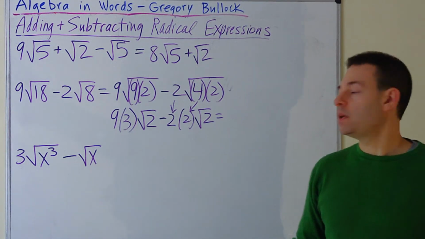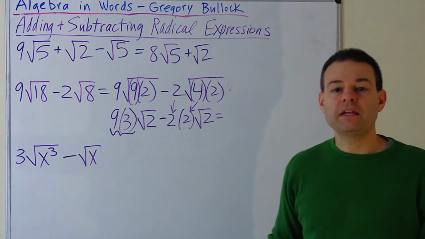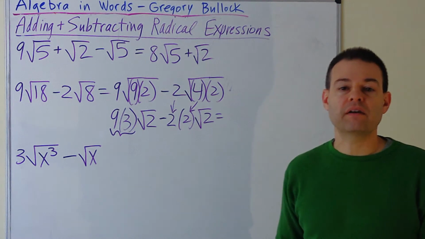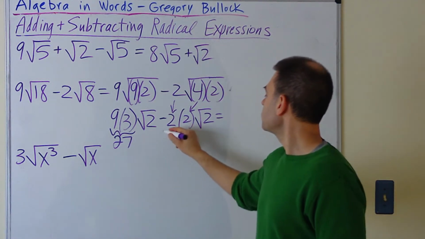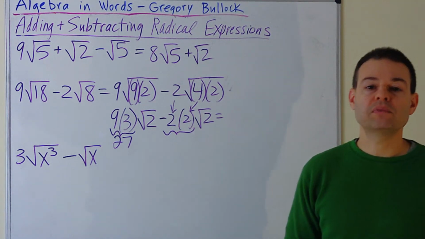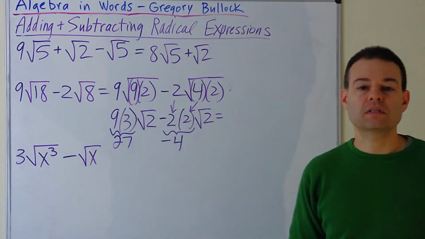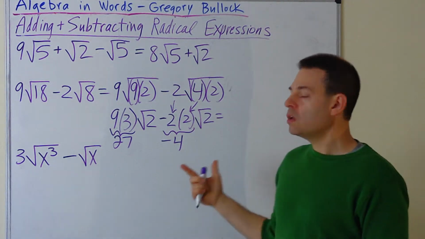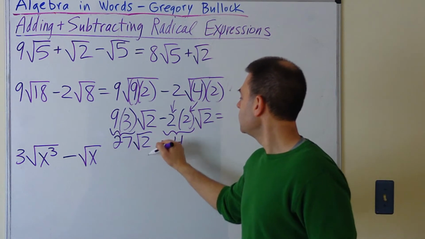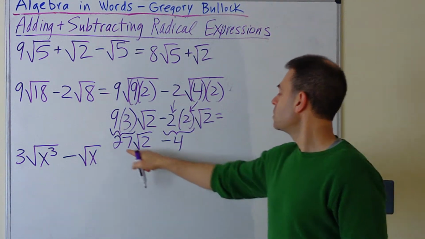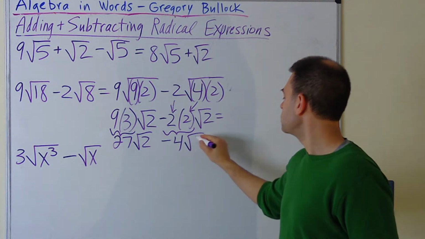Now the next step is, let's combine by multiplying any factors out in the coefficient area as we can. So 9 times 3 is 27, and 2 times 2 is 4, and I'm just keeping the sign negative with that. So now let's look at what we have, and I'm just going to bring down the radicals with them. So 27 square root of 2, and -4 square root of 2.